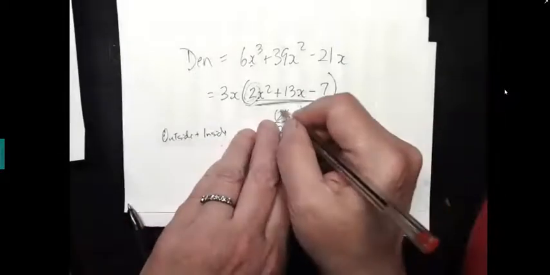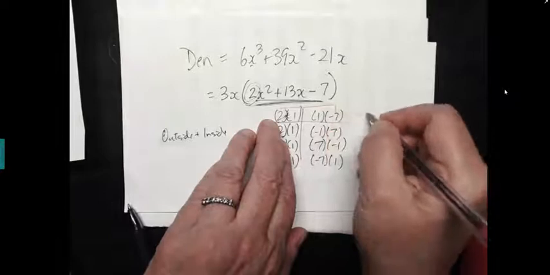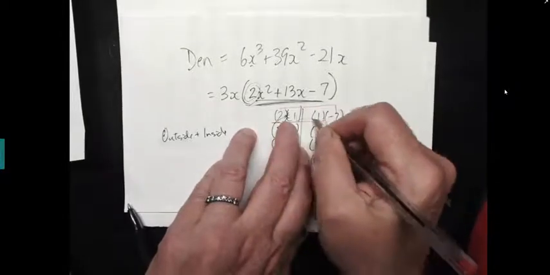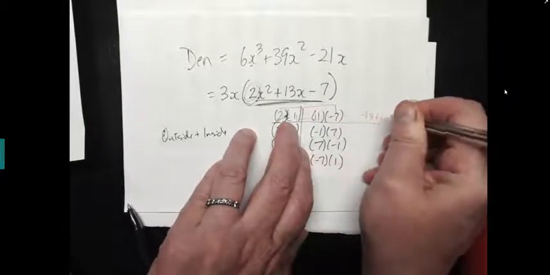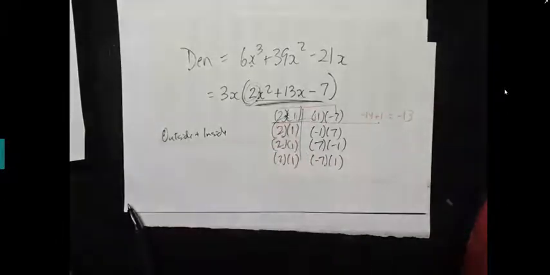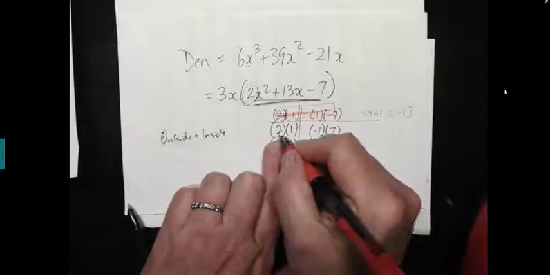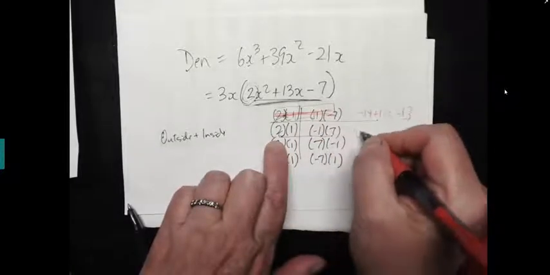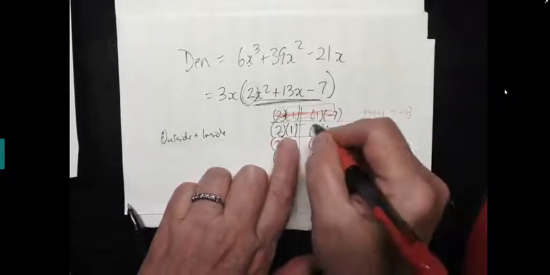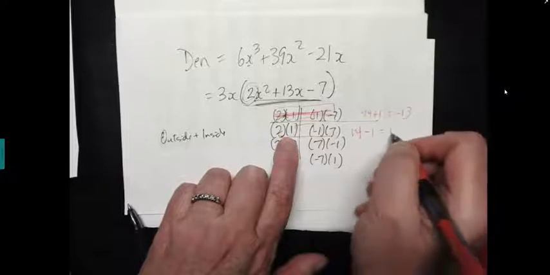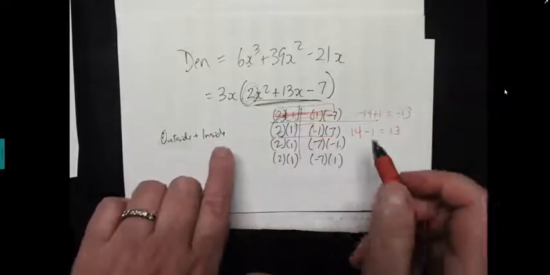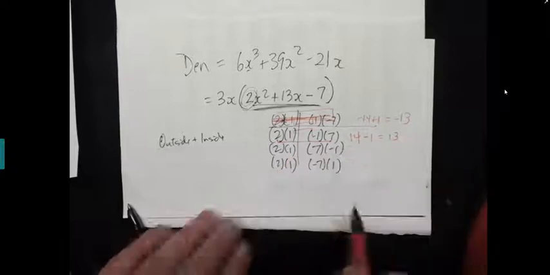So I look at this. The outside is negative 14 plus the inside. That's going to give me negative 13, and that's not going to work. So that's a no-go. What about this one? The outside is positive 14, and plus the inside does give me positive 13. I found the one that works. I'm done. I don't have to test the others.